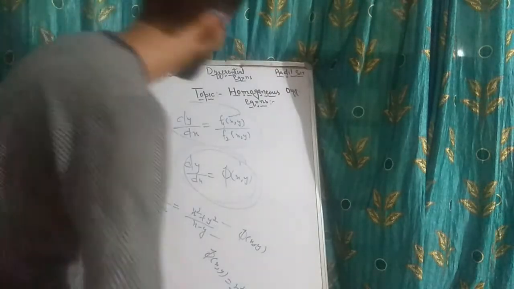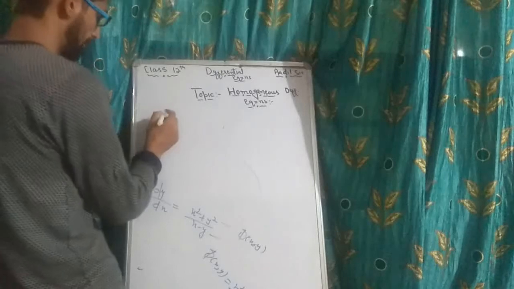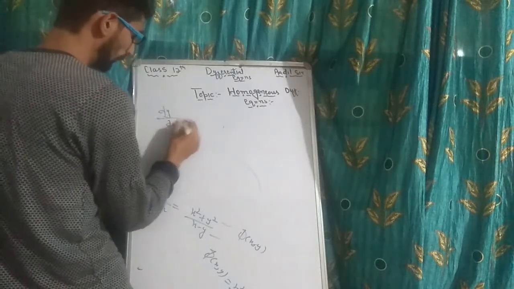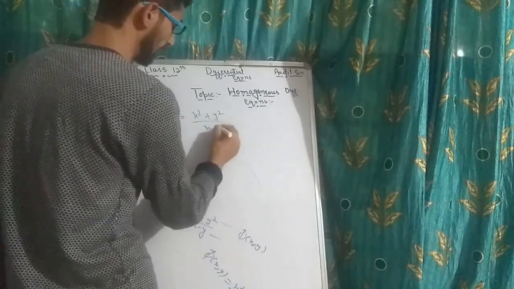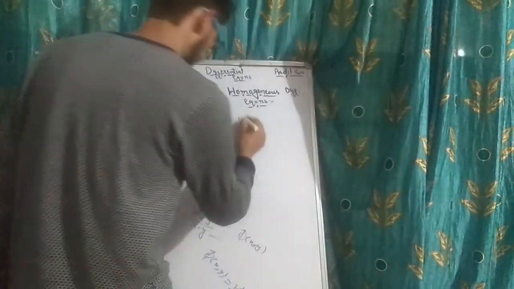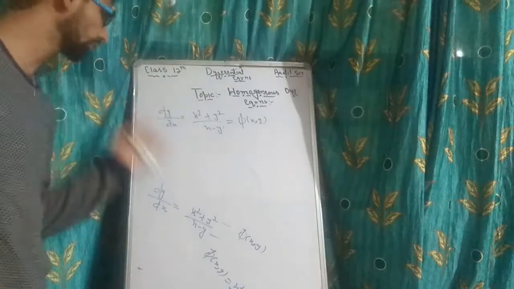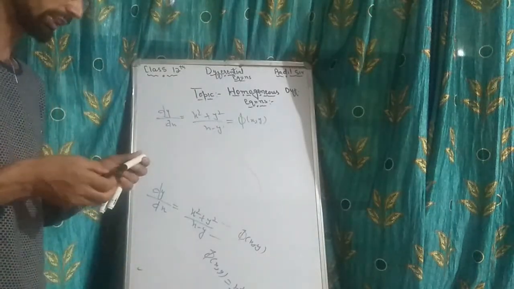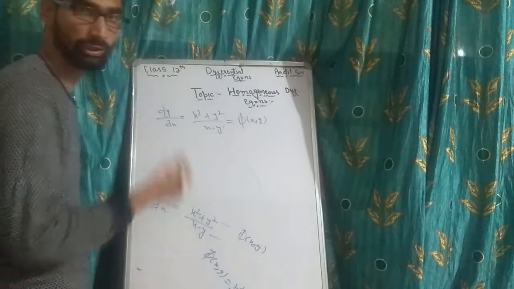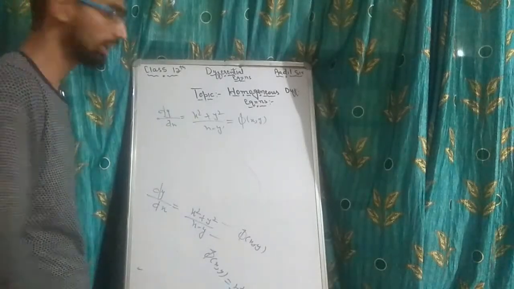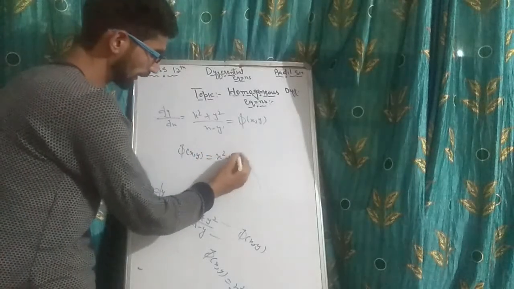So you can check here. dy by dx equals x square plus y square divided by x minus y. We take it as phi of x, y. If this phi of x, y is homogeneous, then the whole differential equation is homogeneous. So we will check whether this phi is homogeneous or not, using a method to find out whether the differential equation is homogeneous.